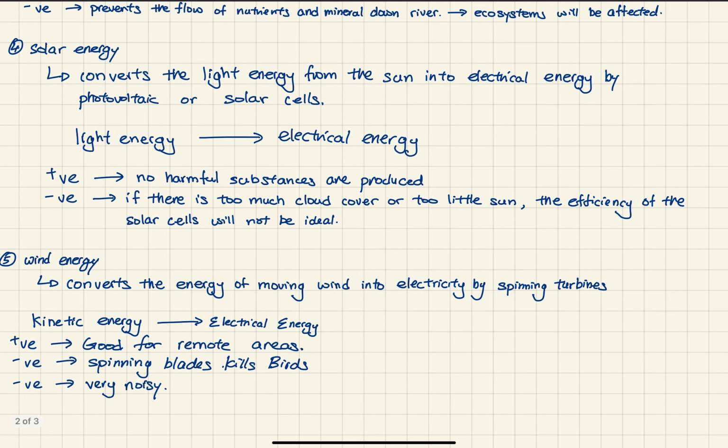Okay, next up, solar energy. Solar energy is something that I think a lot of students here know. We convert light energy into electrical energy via photovoltaic and solar cells. Okay, these are the things that convert it into electrical energy, which is what we want. One good thing about solar energy is that no harmful substances are produced. However, the negative side effect is that if there is too much cloud cover or too little sun, like on a very cloudy, gloomy day, the efficiency of solar cells will not be ideal, because light is blocked by the clouds.